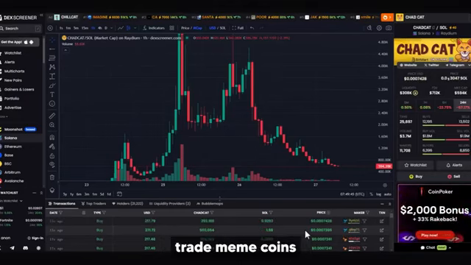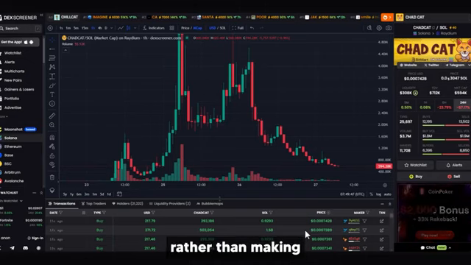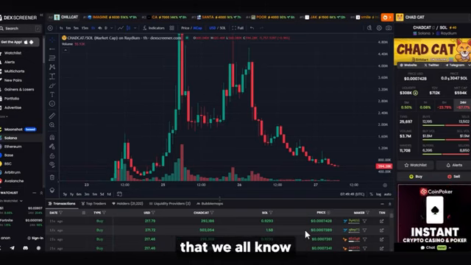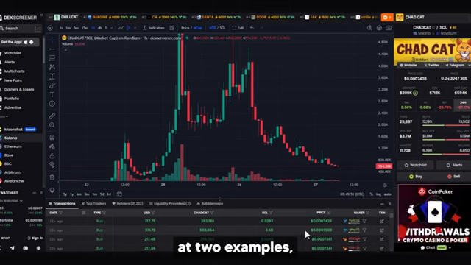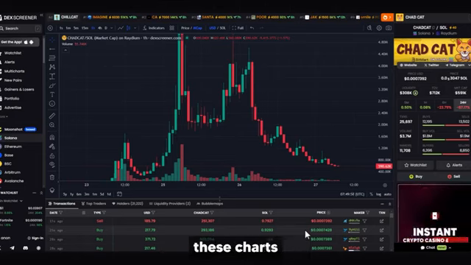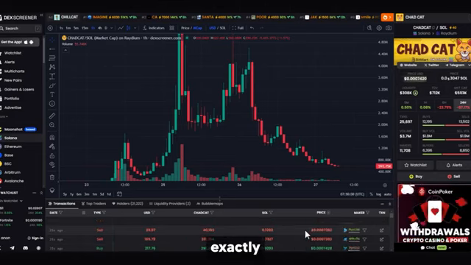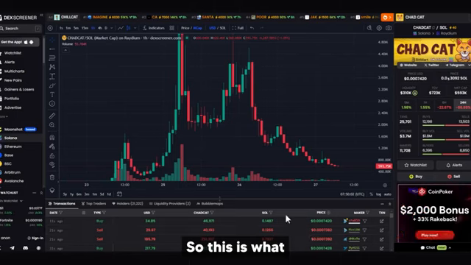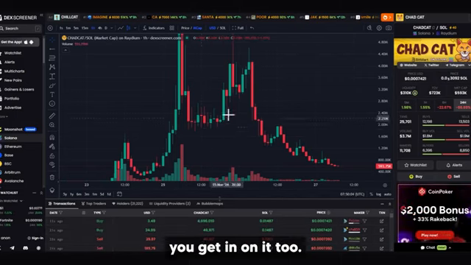In today's video I'm going to be showing you guys how you can actually trade meme coins so you can make a profit rather than making those tons of losses that we all know you've been making. So let's take a look at two examples along with some diagrams that are going to show you exactly where price is going. No, it's not clickbait. These charts are going to show you exactly where price is going. This is what the professionals are doing, so it's time you get in on it too.